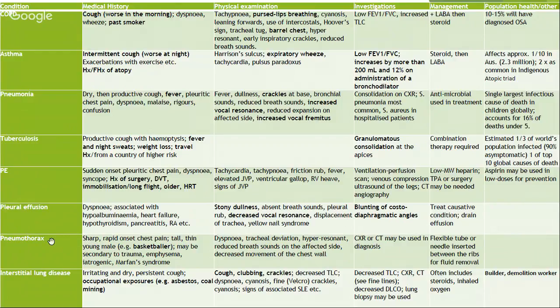Pneumothorax is a sharp, rapid onset of pain. It often occurs in a tall, thin young male, like a basketballer, and it might be secondary to a variety of different causes. There'll be sudden onset shortness of breath as well, possibly tracheal deviation and hyperresonance. So the lungs no longer occupying that space, it's just empty air, and so it will be hyperresonant. Interstitial lung disease is associated with occupational exposures, so things like asbestos and coal mining, and it has the triad of cough, clubbing, and crackles.